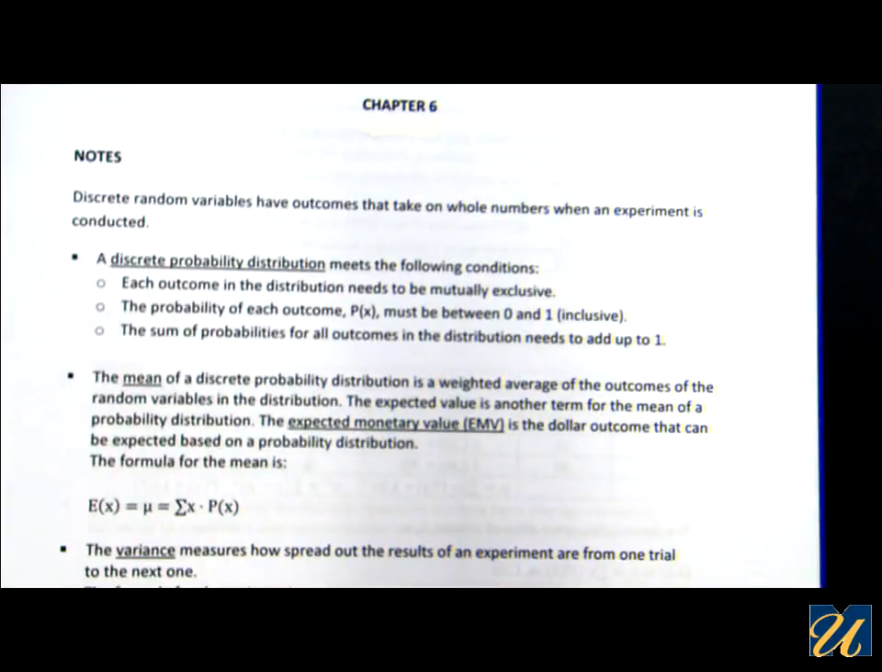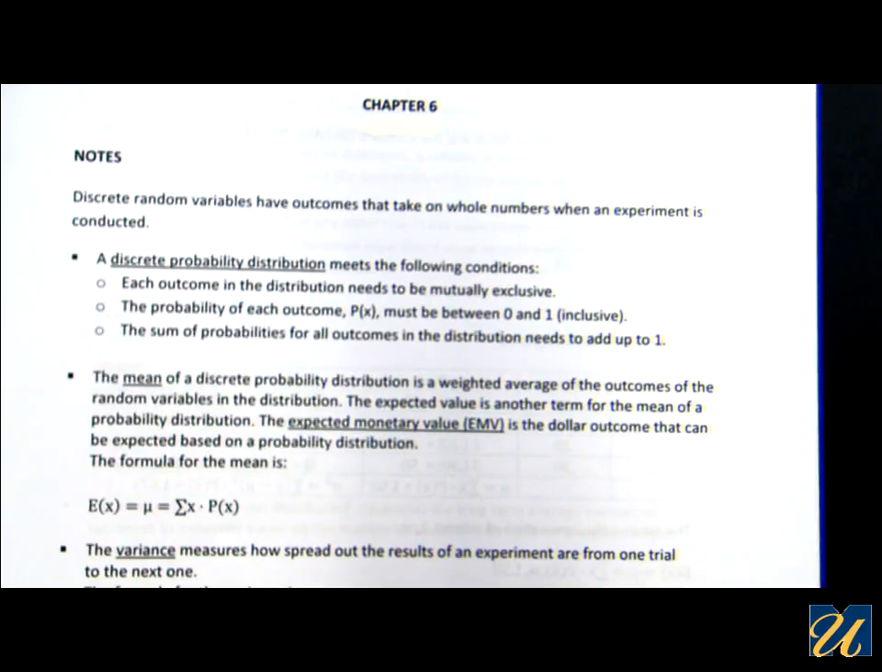In chapter 6, we will look into discrete random variables. Discrete random variables have outcomes that take on whole numbers when an experiment is conducted. A discrete probability distribution meets the following conditions.